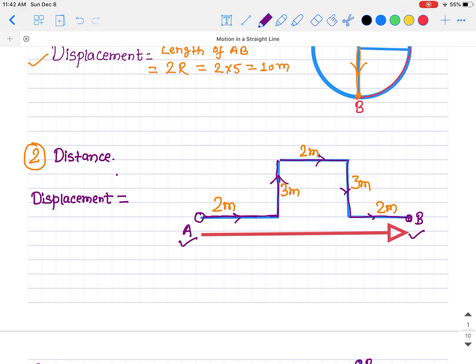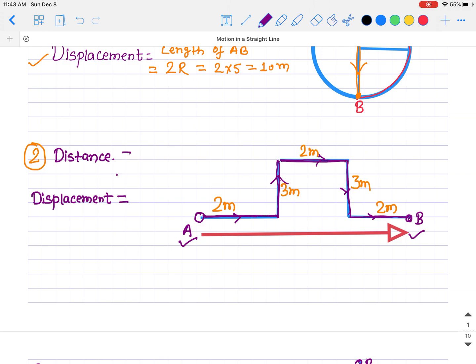All right, now you have to calculate what is the total distance and what is the total displacement. By definition, the distance is the total path covered. In this case, the total path covered is this length plus this length plus this length, this and this.